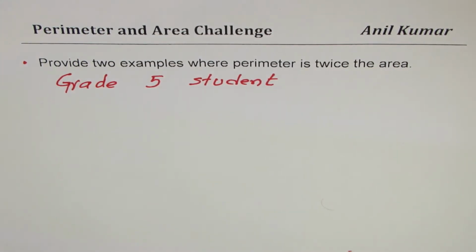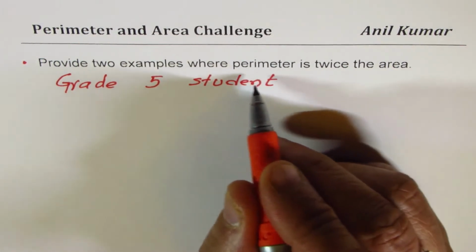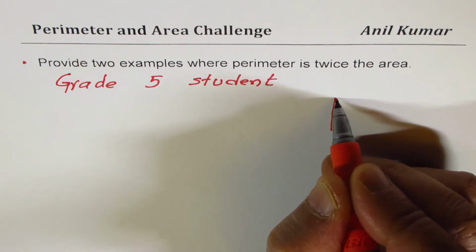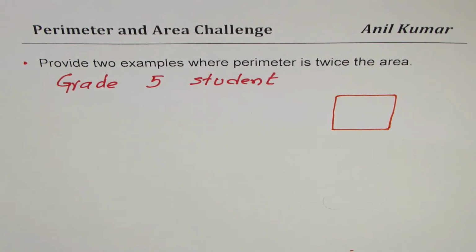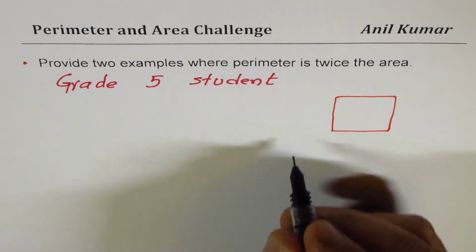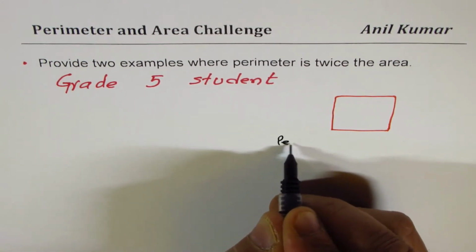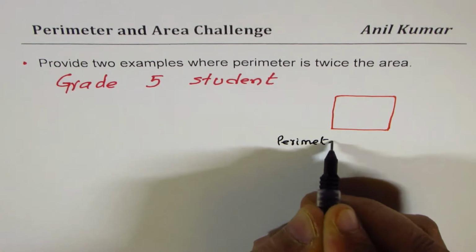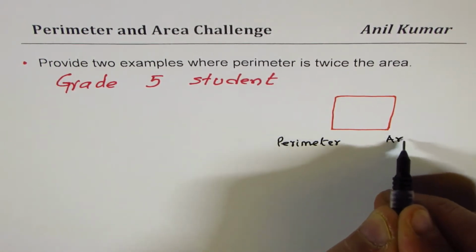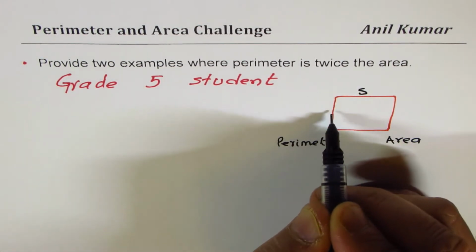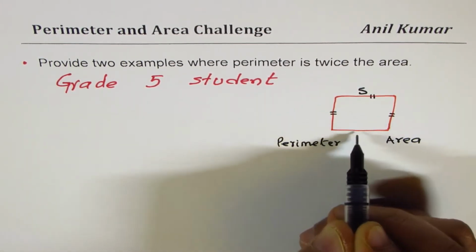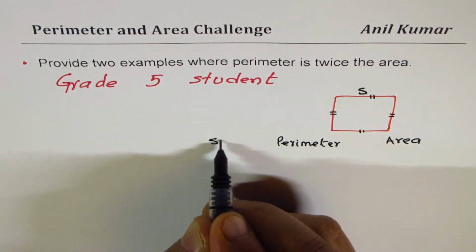Now, how should I answer it? So what I did was, I kind of experimented. You want different shapes, so I began with a square. If you take a square, what is the perimeter and what is the area? Let's make two columns, one column for perimeter, another column for area. Now it all depends on the side length, right? So we say S for side. All sides are equal, so we can say side length.